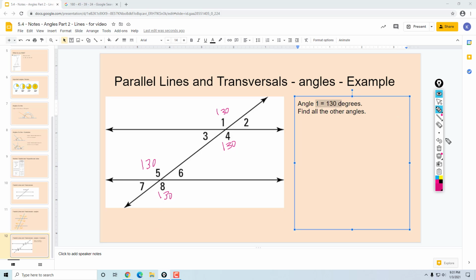Okay. Next, angle 2. Well, angle 2 has to be 180 minus 130, which is 50. That means all the other angles must be 50. And that's it.